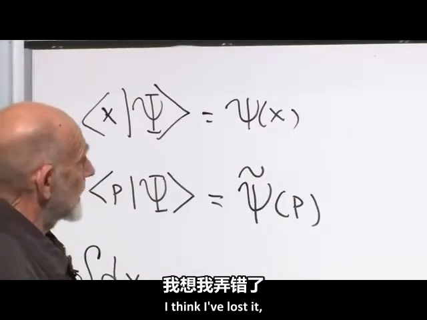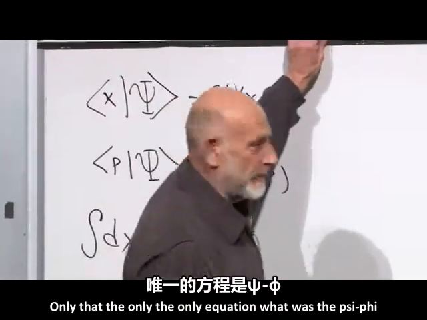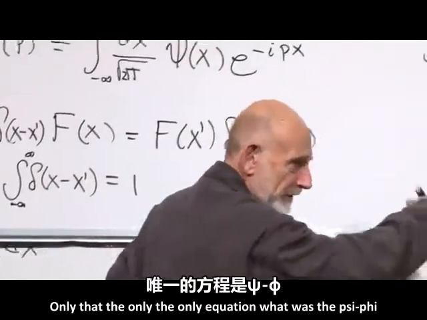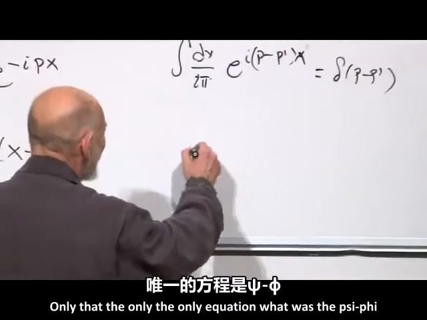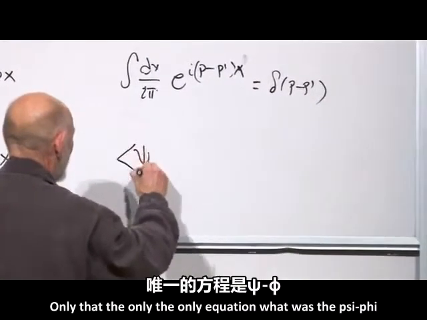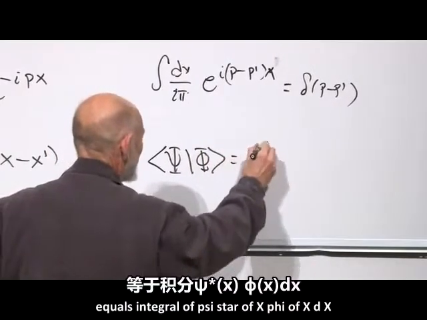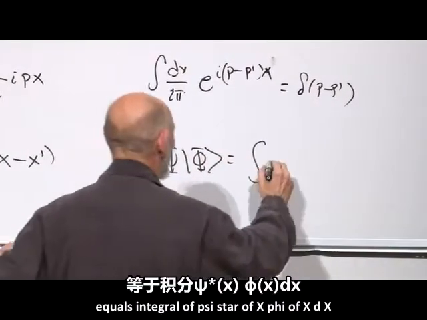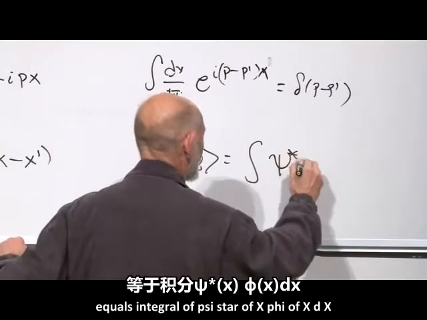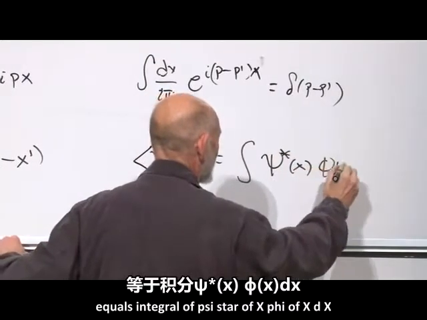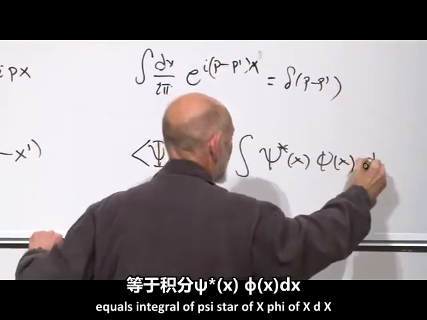I think I've lost it. No, I don't mean, yeah, only the equation. What was it? Psi phi equals integral psi star of x phi of x dx.